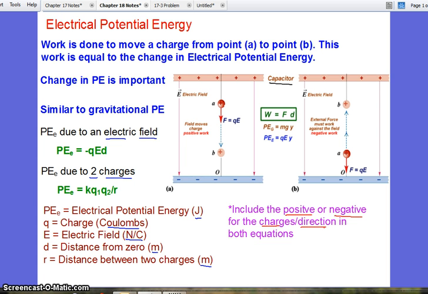So these objects with charges do possess a potential energy, and this potential energy then can be converted into kinetic energy and work.